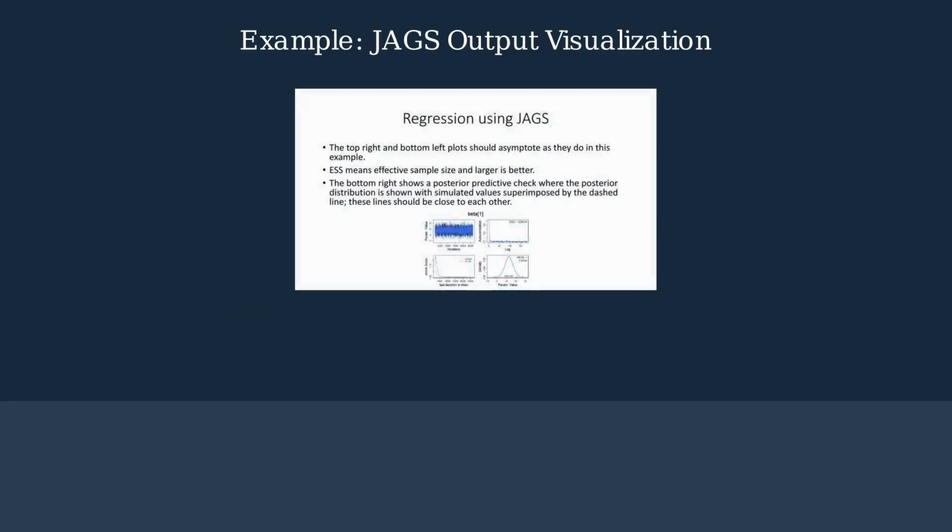JAGS is particularly useful for regression analysis with Bayesian methods. These diagnostics show parameter estimation, autocorrelation, and convergence metrics for a regression model.